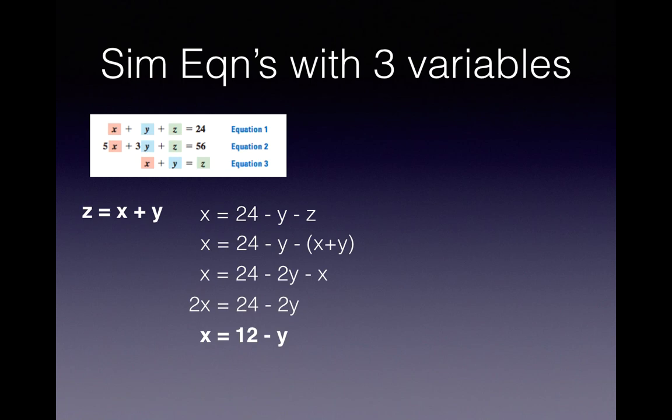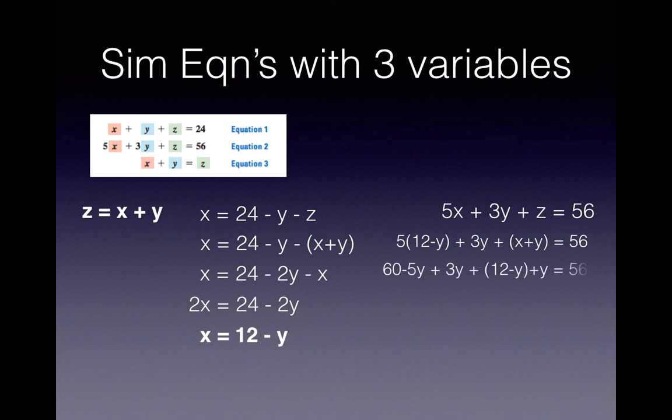So I'll have 5x would become 5 bracket 12 minus y. And I also know instead of z that I can put in x plus y instead of the z. So let's take equation 2. Instead of the x, I make my substitution. Instead of the z, I make my substitution. Now, I'm going to then rewrite the x in line 2 as 12 minus y. That's the second bold text in the middle. And then I now have an equation for y. I just need to solve for y. So going through that, the y works out as 8. So I have what y is.